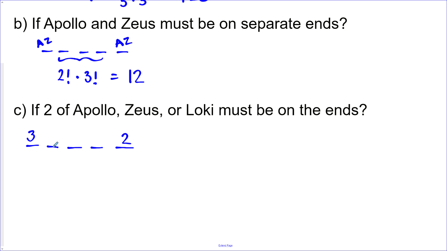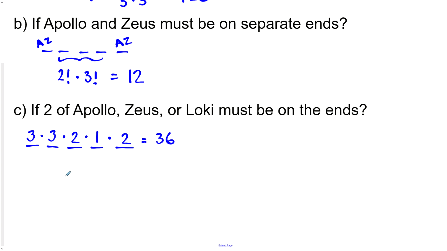So bringing the other 3 into the middle here, we've got 3 to choose from to fill in this blank, 2 to choose from here, and 1 to choose from here. And this is fundamental counting, because we calculated how many ways to do each of these things. And we multiply this together, and we get 36 ways.